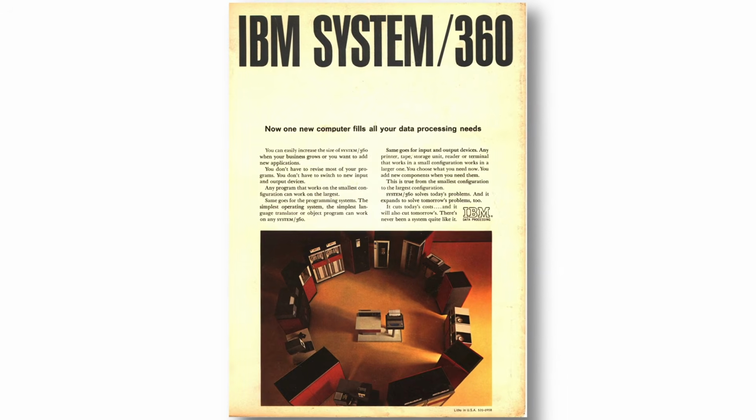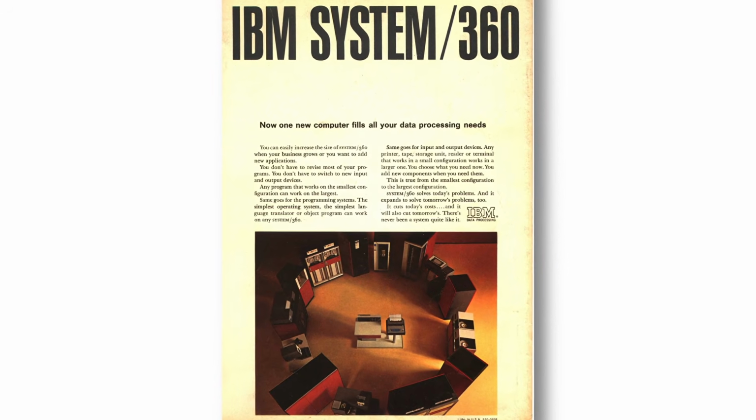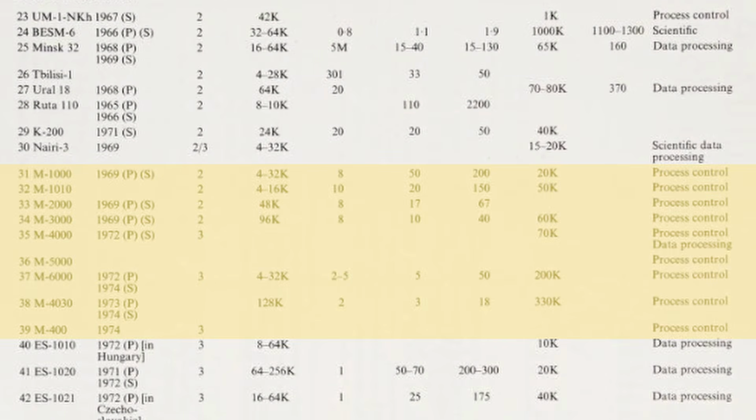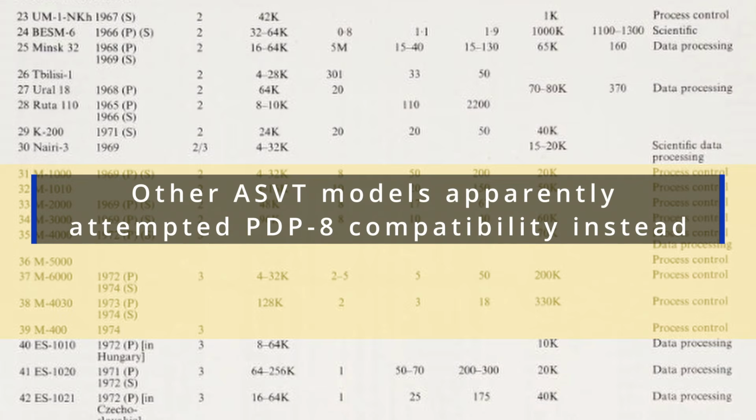Several years prior to the announcement of the RYAD program, there was a failed line of Soviet computers called the ASVT, which is a Russian abbreviation for Modular System of Computers. The ASVT line eventually went into production in 1968 with several models, specifically the M2000 and the M3000, aiming for compatibility with the S360 instruction set.